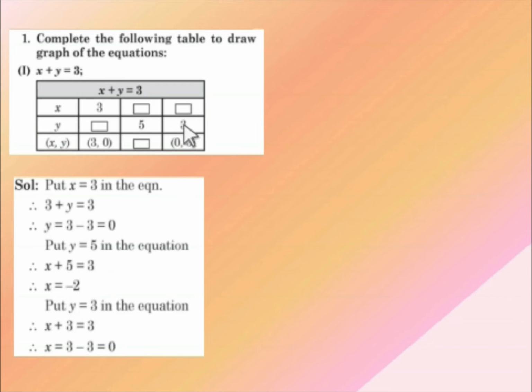The third is also given to you. Again, y is given as 3. So again, you get x plus 3 is equal to 3.